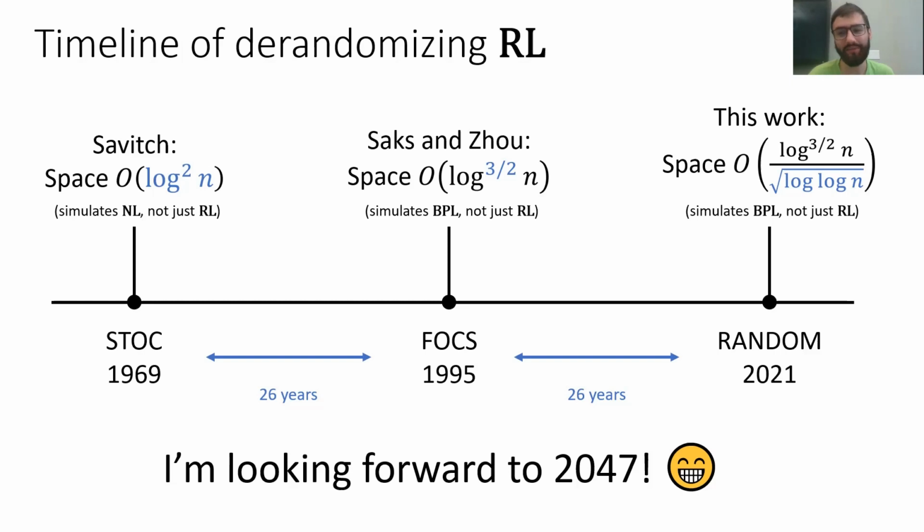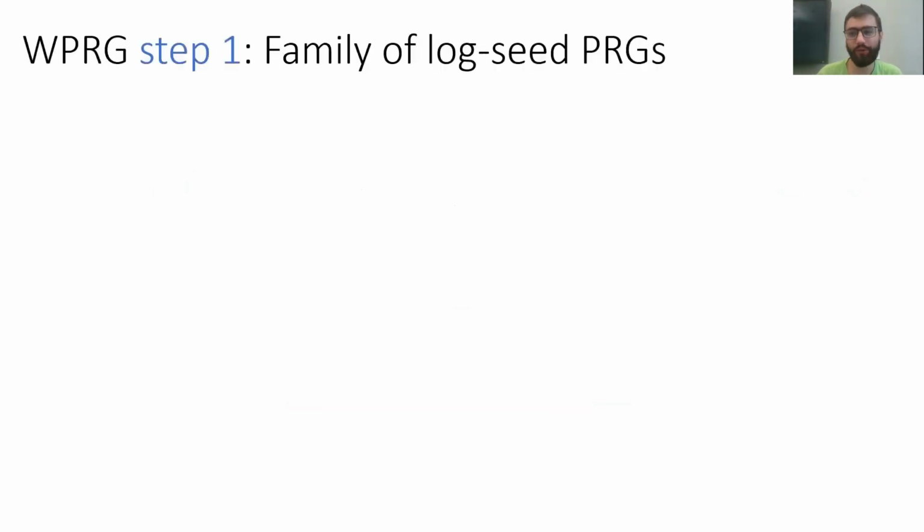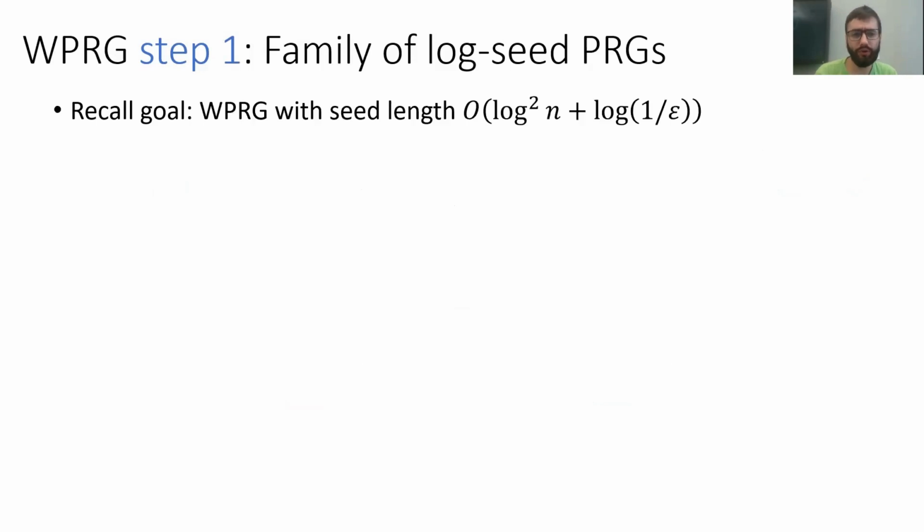But, we'll see. Okay, so for the rest of the presentation, I'd like to tell you about the construction and the analysis of our improved weighted pseudorandom generator. Okay, so recall the goal is we want a weighted pseudorandom generator for polynomial width read-once branching programs with seed length O of log squared n plus log 1 over epsilon. And the interesting thing here is the optimal dependence on epsilon.